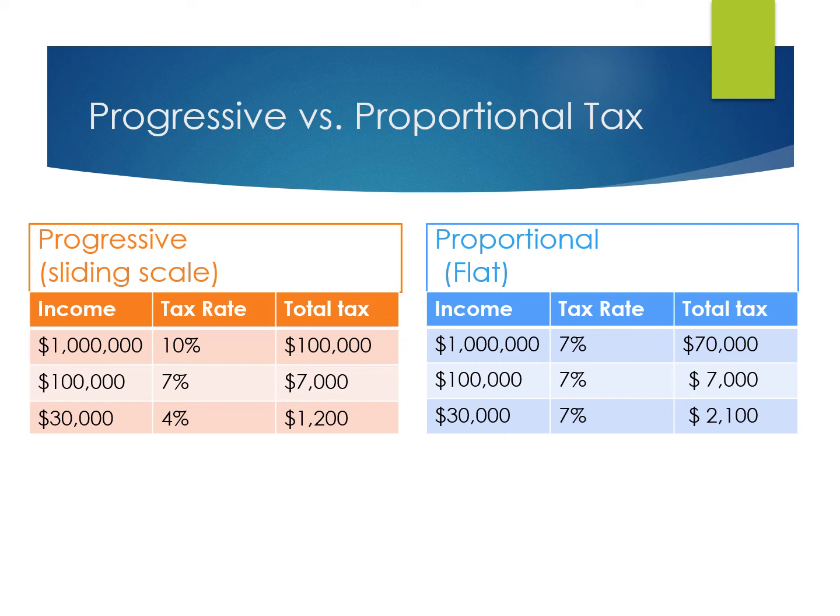So oftentimes the people who argue that this isn't fair will advocate for a proportional, or what's called a flat tax. And a flat tax means that no matter how much money you make, you pay the same percentage of your income. So what we see in a comparison here is that our richest person is still going to pay quite a bit more than our middle income or lower income person is going to pay, but it's not going to be a higher percentage of their income. And one effect you can see here is that for the very bottom of the middle class, our $30,000 earner, they're actually paying quite a bit more in taxes than they would if we had a progressive sliding scale tax.